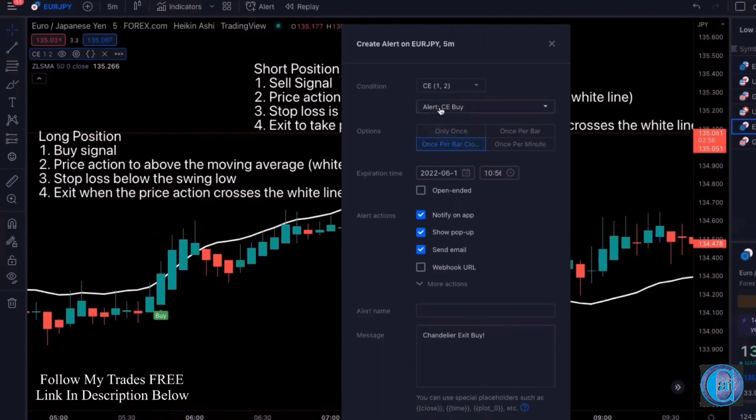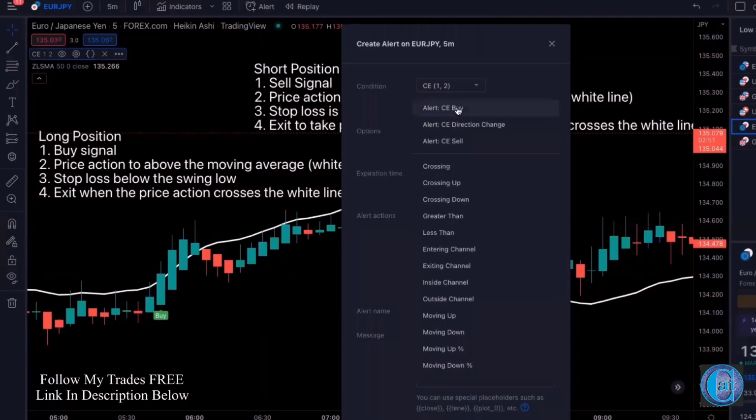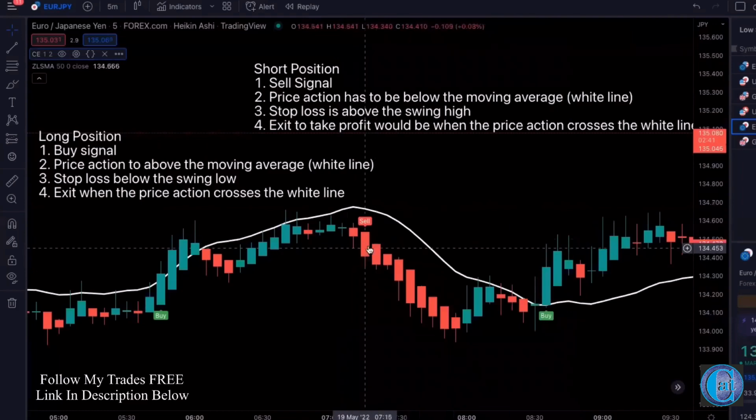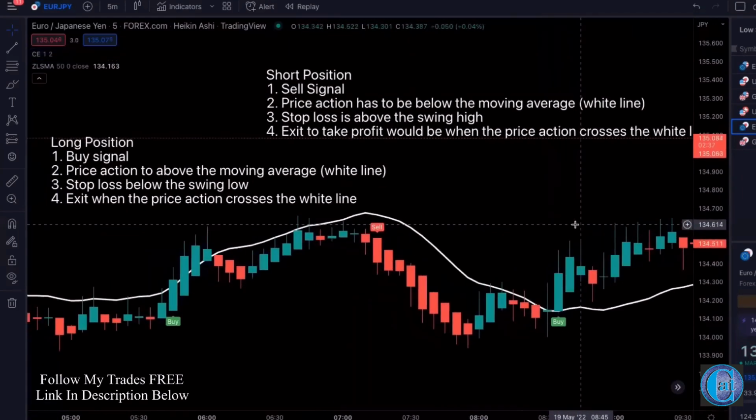you're going to come back in, add alert, and do a sell once per bar close, and then create. This way you get the exit signals, the sell signals, and you get the buy signals. And this way you get alerted and you don't have to watch the charts all day long.